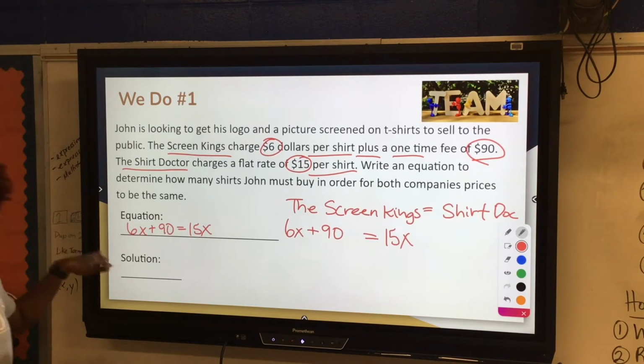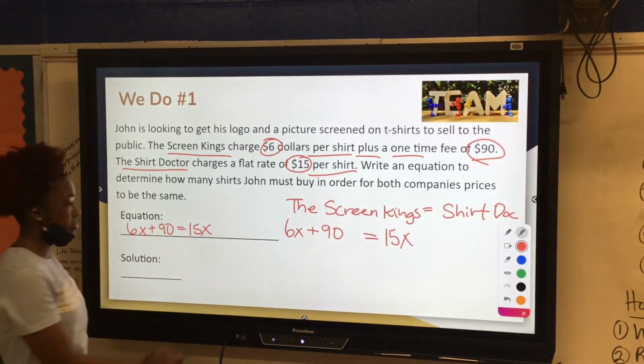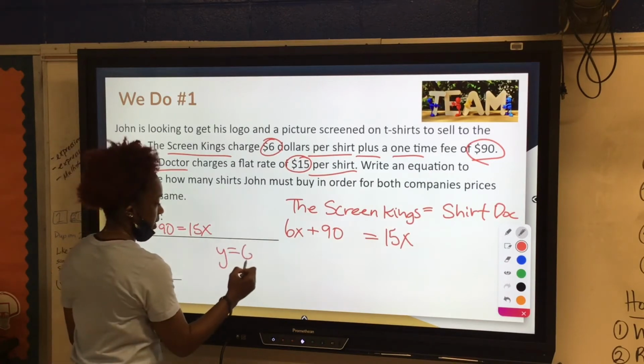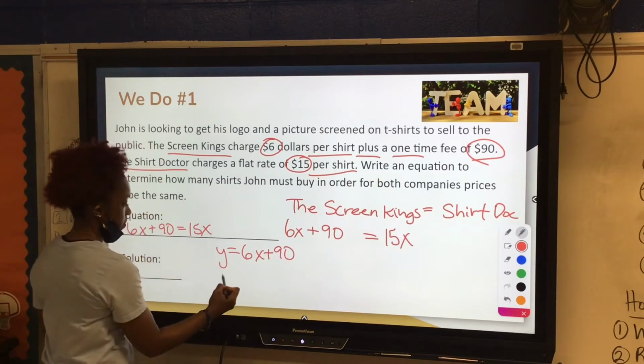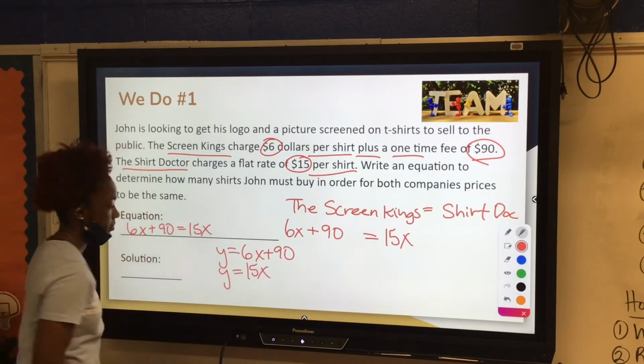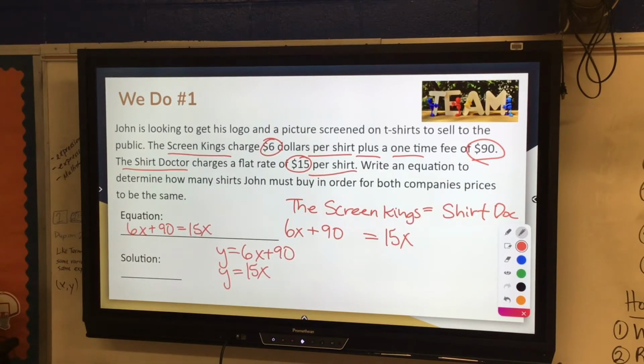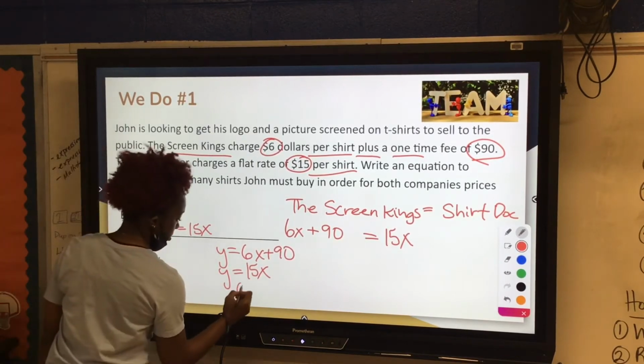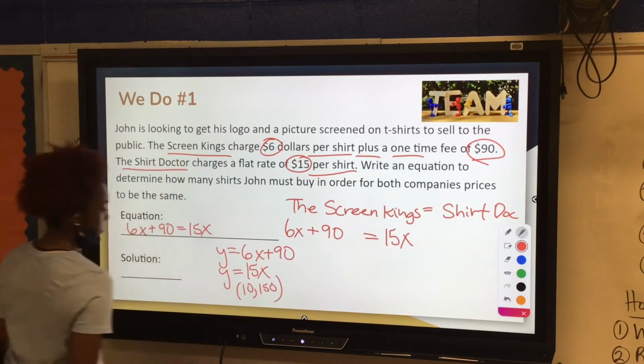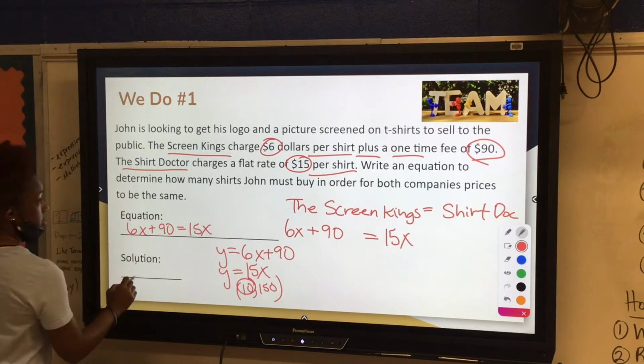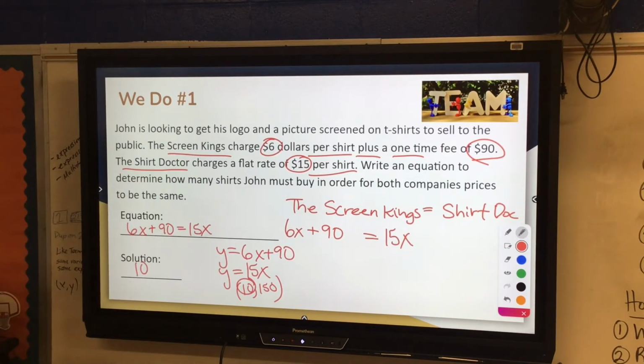In order to find our solution, we have to go to Desmos. What's the first thing we put in Desmos? Y equals the left side of the equation. Then we have y equals the right side of the equation. So let's put that in Desmos. Once we put it in Desmos, what do we get? It's our coordinate, 10, comma, 150. So that tells us that it would take 10 shirts for the company's prices to be the same. So now let's think, does it make sense? Is it reasonable? Seems to me, right?